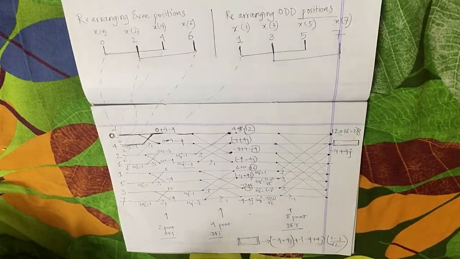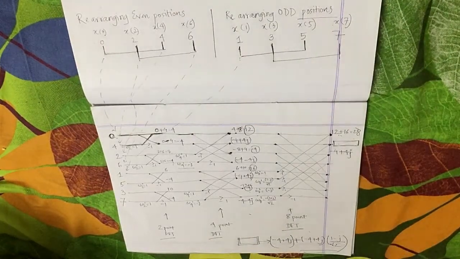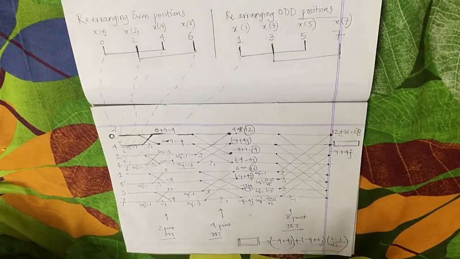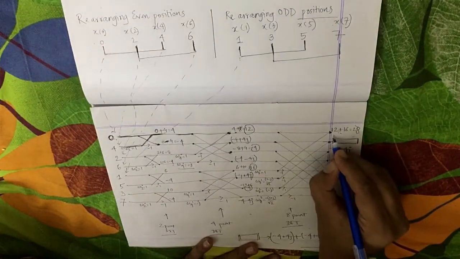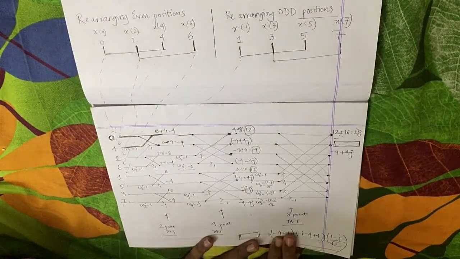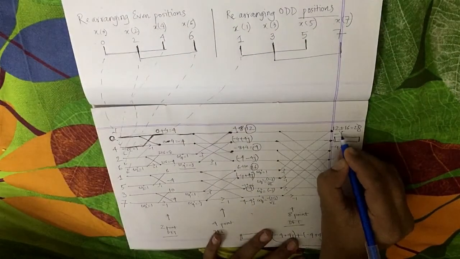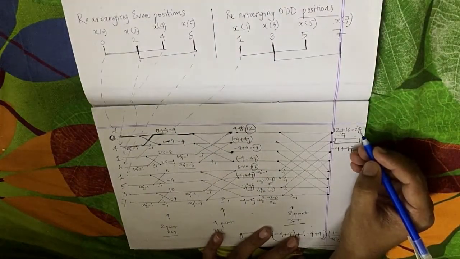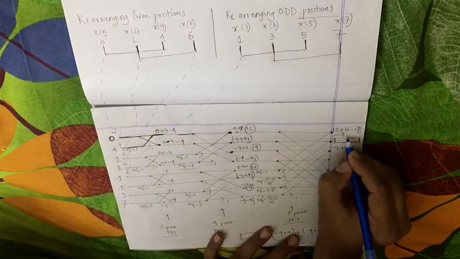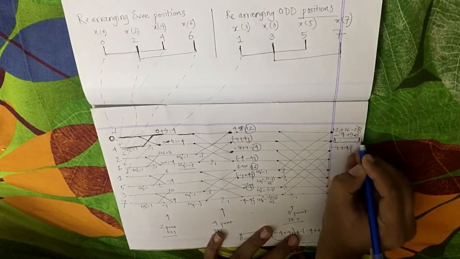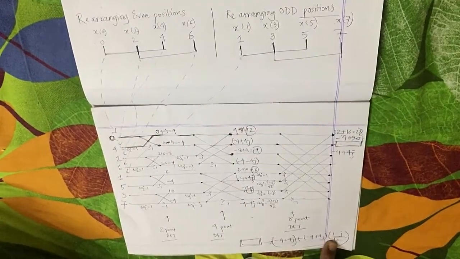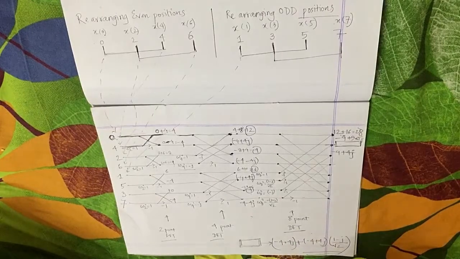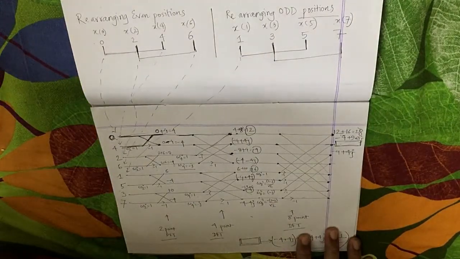So I suggest you to do the remaining calculation on your own, but I'm just writing down the final answer. After solving this, adding this with this will give you a result of minus 4 plus 9.65j. So this is what I got after solving it out. You try to solve this on your own and then try to find out whether you are getting the same answer or not.